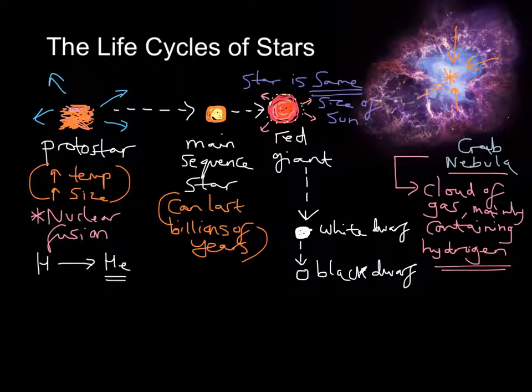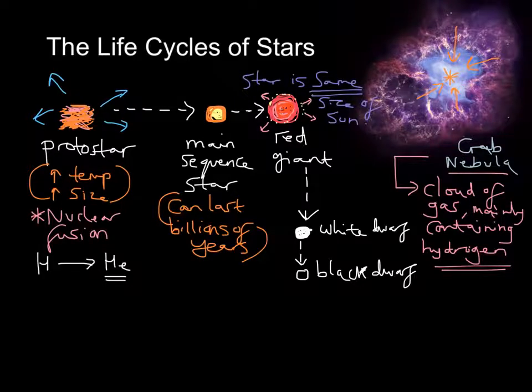Now let's consider the other path that stars can take. Only the large stars, those with quite a large mass, get to experience the characteristic supernova that you might be familiar with. So if we go back to our main sequence star, cooling and expanding, but this time it expands much greater and it actually forms what's called a red supergiant. So let's put that in place there.